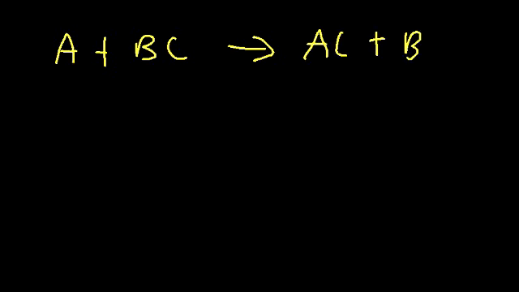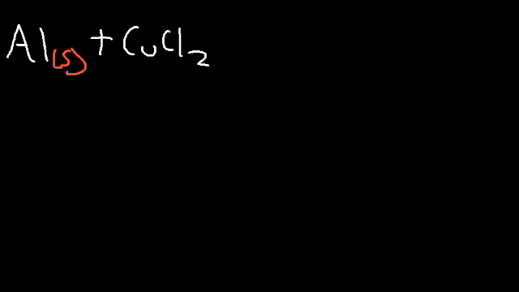So let's go over an example. Oh by the way, the general equation for a single replacement reaction looks like this. It's like A plus BC turns into AC plus B. That's the general equation for the single replacement reaction. So let's go over an example. So let's use aluminum metal, which is a solid, and let's react it with an aqueous solution of copper chloride.